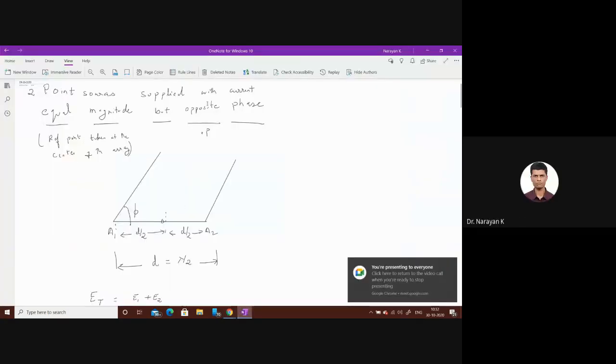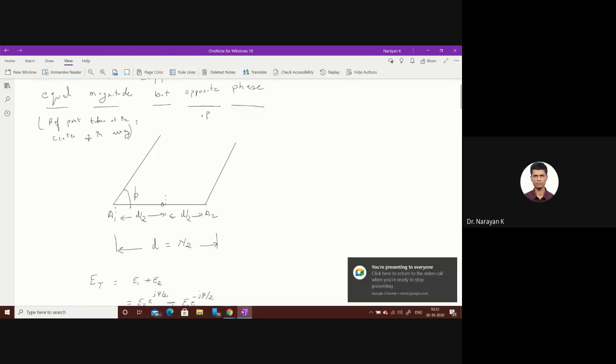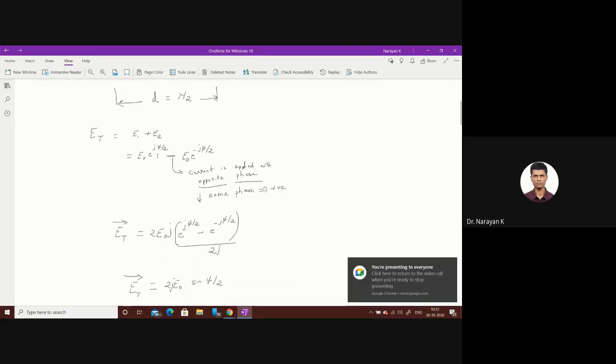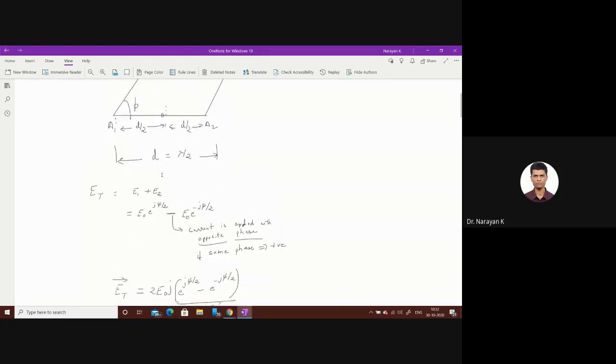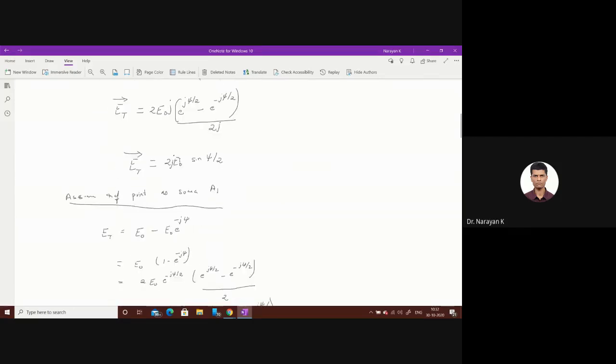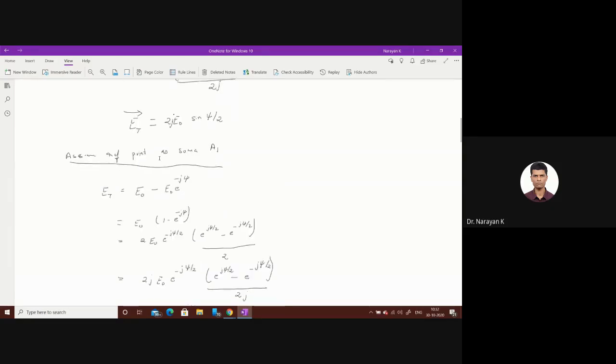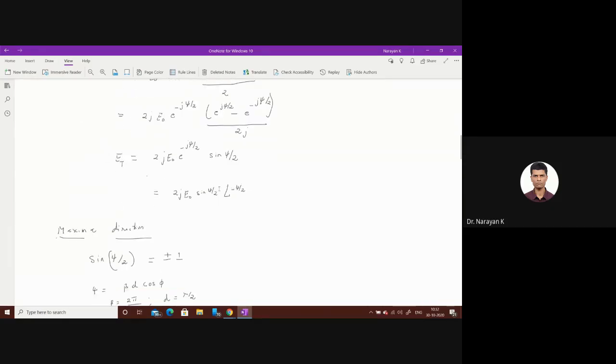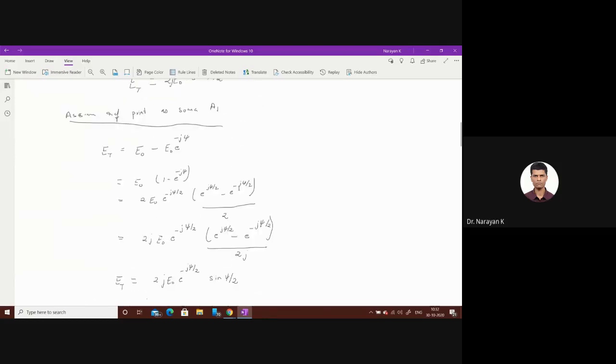Two point sources supplied with currents of equal magnitude but opposite phase. So equal magnitude, opposite phase: E naught e raised to the power j psi by 2. Opposite phase means a negative sign; if it is the same phase, it is a positive sign. This is the major difference. I am taking the reference point right at the center of the array. So you will get 2j E naught sin psi by 2. Assuming the reference point as A1, you will get an angle minus psi by 2.